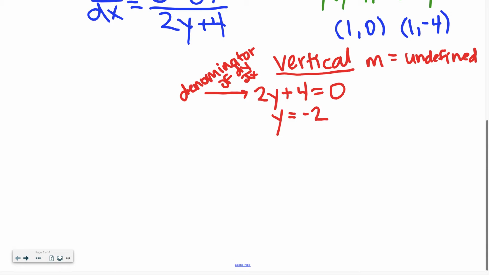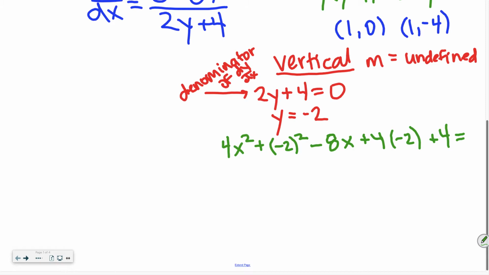Okay. So now that we know what happens when y is negative 2, let's go back and figure out what our x value, or values, we're going to find two places. Let's figure out what those would be. So we have 4x squared plus y squared minus 8x plus 4y plus 4 equals 0. I'm taking that y value and plugging it back in.